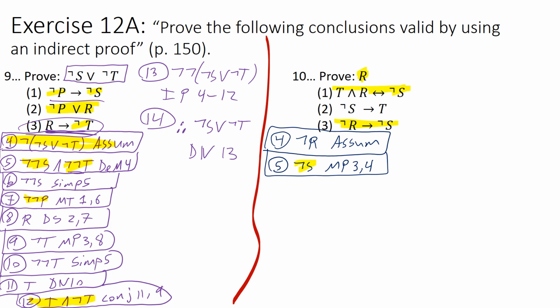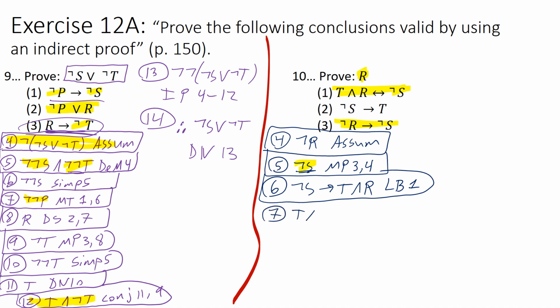This is a biconditional, T and R if and only if not S. For 6, because we have this not S, we'll do a modus ponens. To do that, we need if not S, then T and R, law of biconditionals, line 1. And so then we can get T and R, modus ponens, 5 and 6.